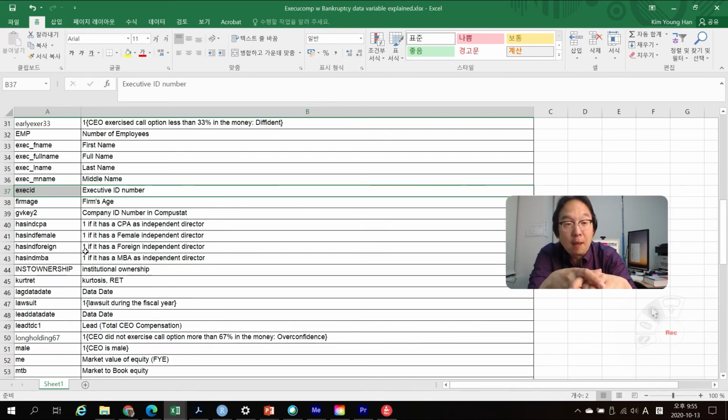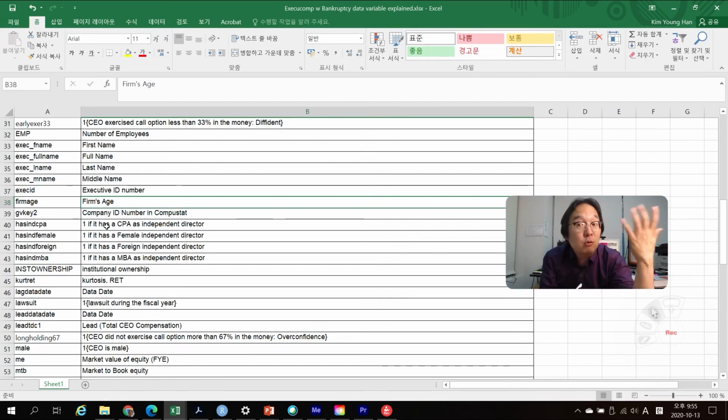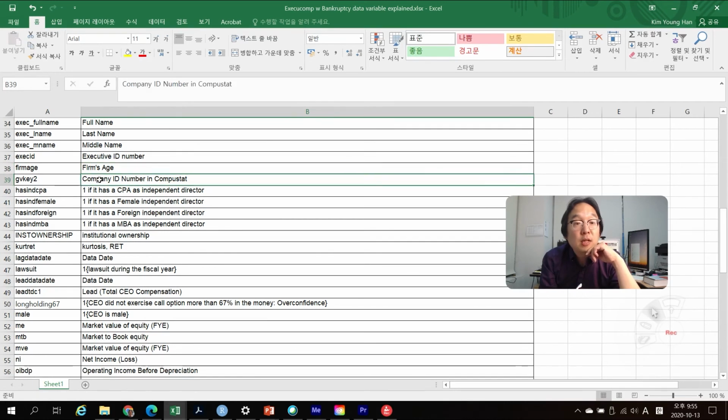Pixar? Yeah. So the same guy may show up in two different places, two different companies. So corporate role will be different for each case, but exec ID will be identical throughout. Okay, that's the thing. Firm age, how old is the company? Yeah, it's over here. And then GV key, I told you that's the company identification number in CompuStat. CompuStat is the data set provided by S&P, the rating agency, credit rating. You remember that? Right. That's the company ID.